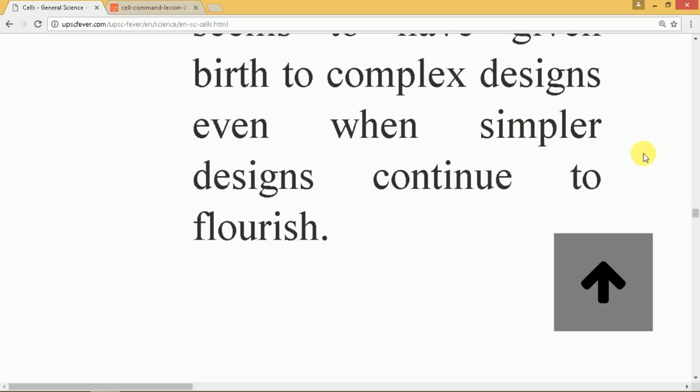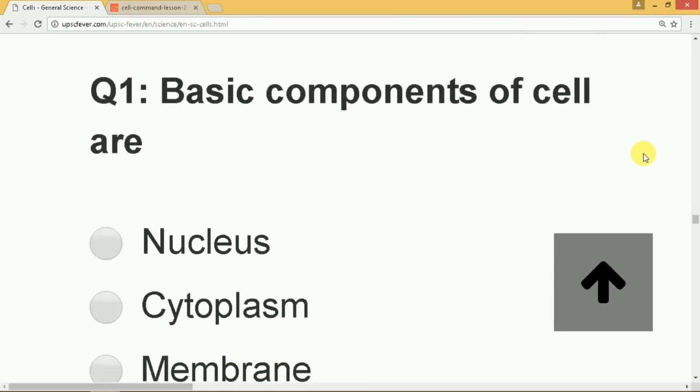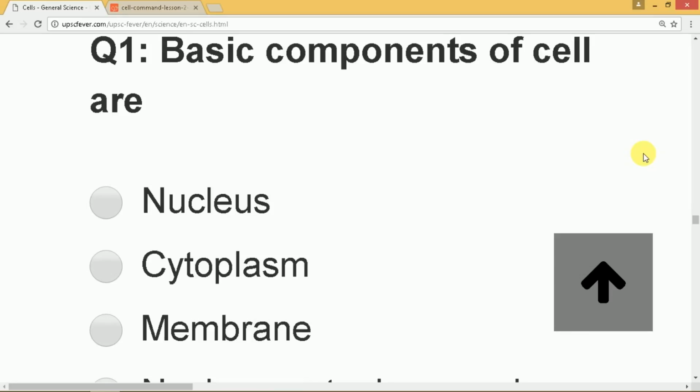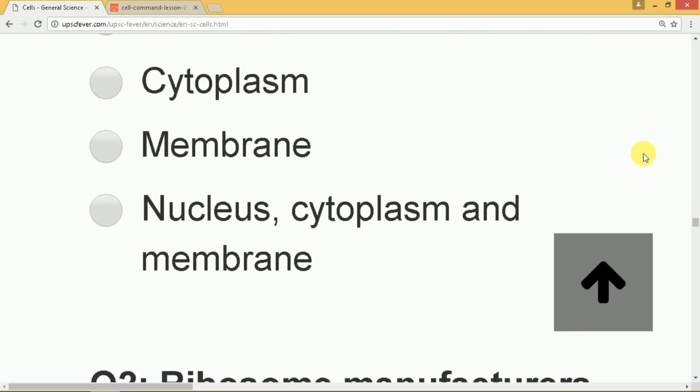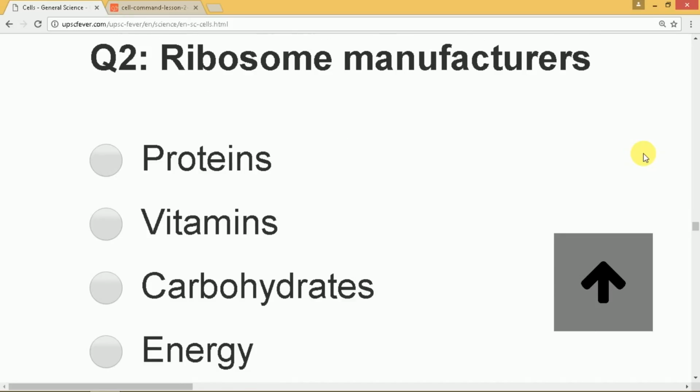Right, so with that the topic is over and there are certain questions. What are the basic components of a cell? So you should be able to solve all these questions.